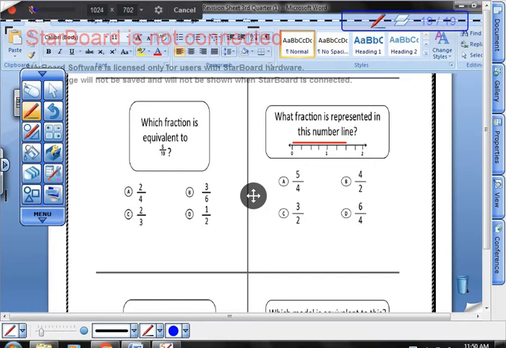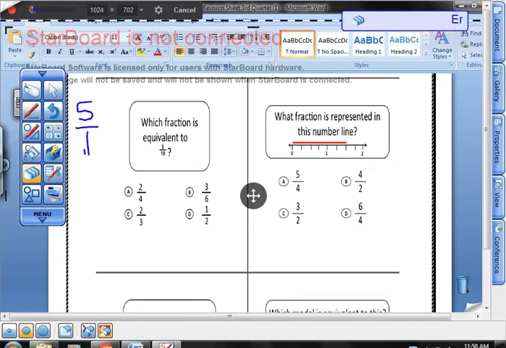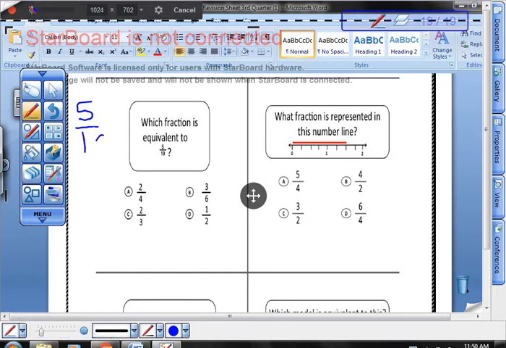Here we have the first page. Which fraction is equivalent to 5 out of 10? To get an equivalent fraction, we know we should divide up and down or multiply up and down by the same number. I cannot divide up by one number and divide down by another number, or use different operations.